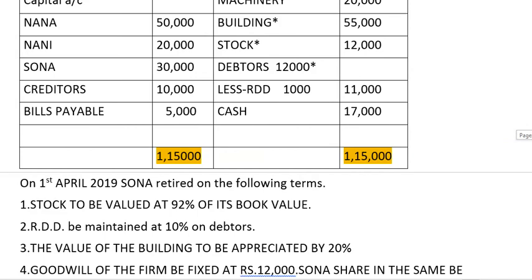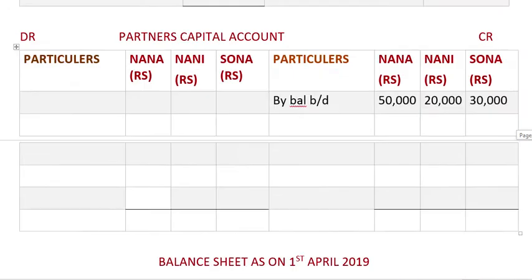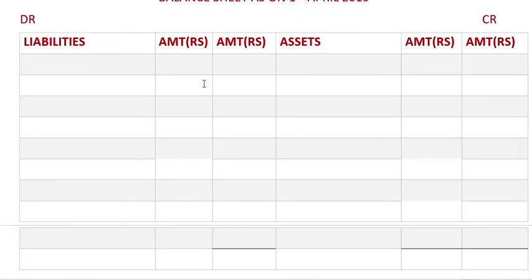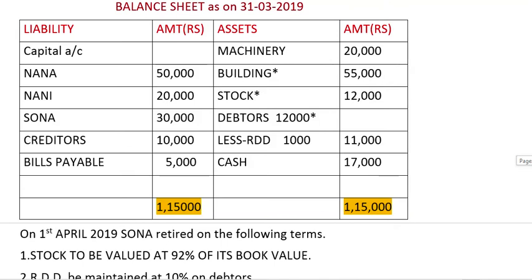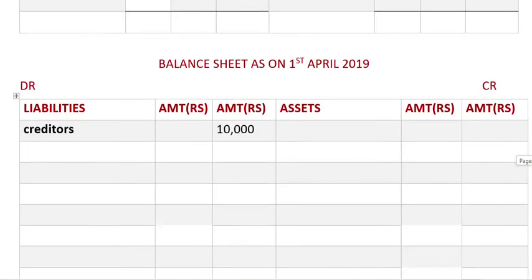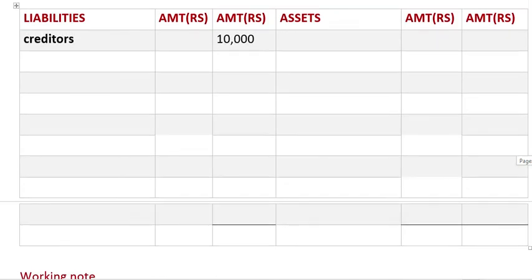Creditors 10,000. Creditors will come on the liability side. No adjustment is there on creditors, so we'll write in the outer column 10,000. Then next is what? Next to creditors comes bills payable 5,000. So bills payable on the liability side. How much was it? 5,000.